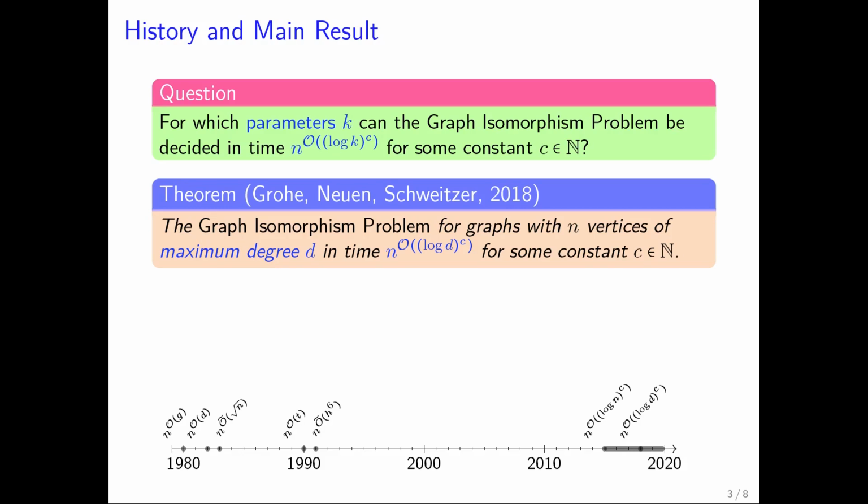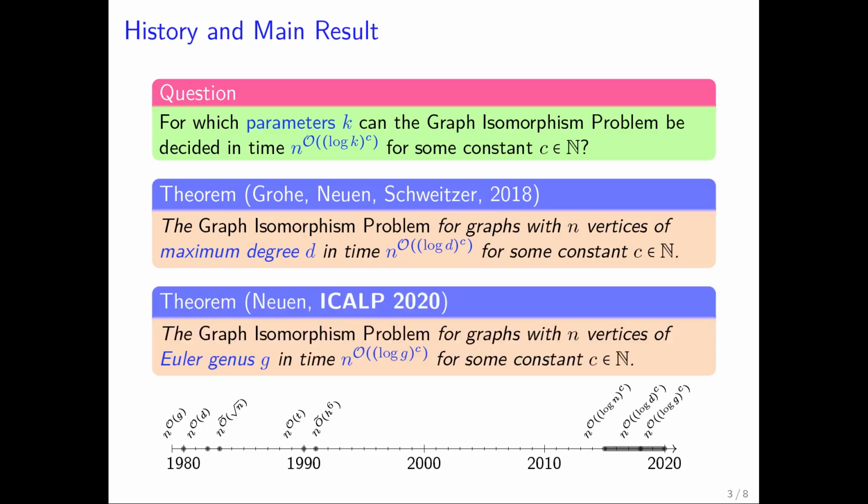The first result given in partial answer to this question was proven by Grohe, Neuen and Schweitzer in 2018. They proved that for graphs of maximum degree d, the graph isomorphism problem can actually be solved in n to the polylog d. Another result proven by my colleague Daniel Neuen, which will also be presented at ICALP 2020, is that also for graphs of bounded Euler genus, we have such a running time n to the polylog g, where g is the Euler genus of the graphs.